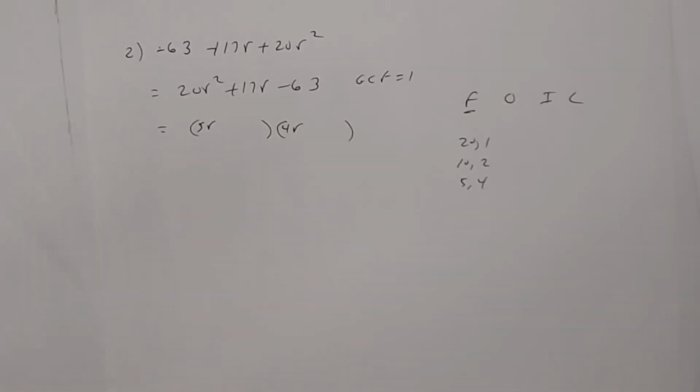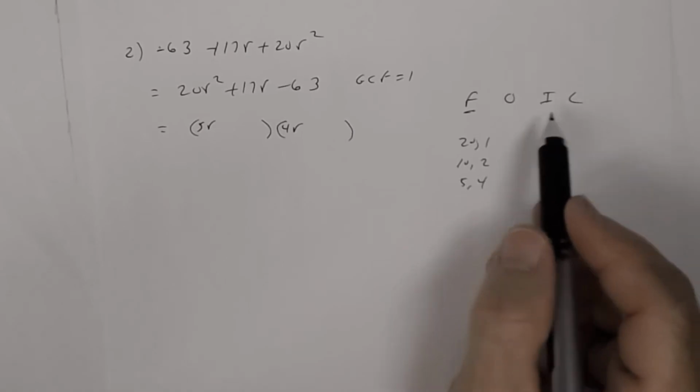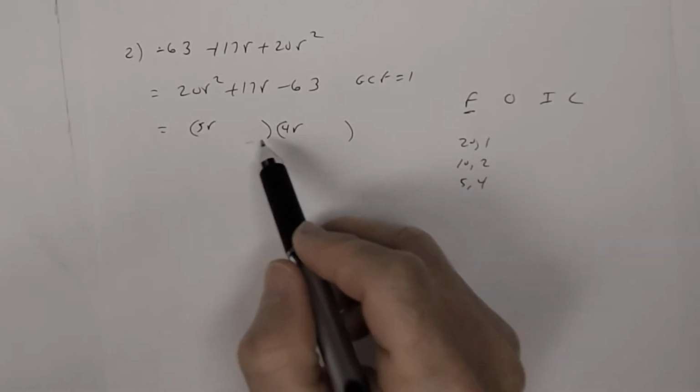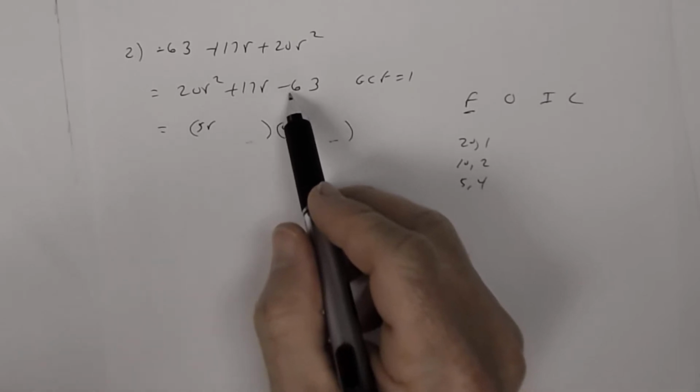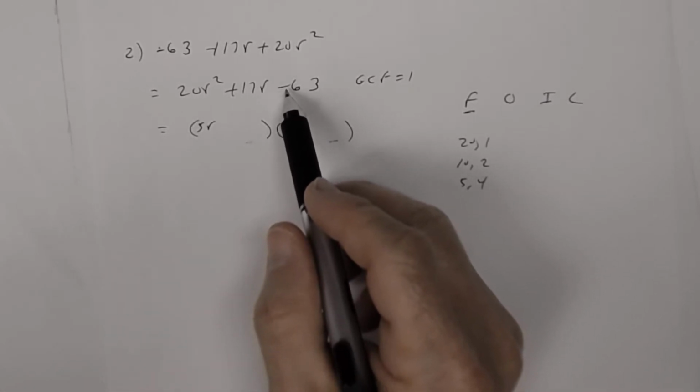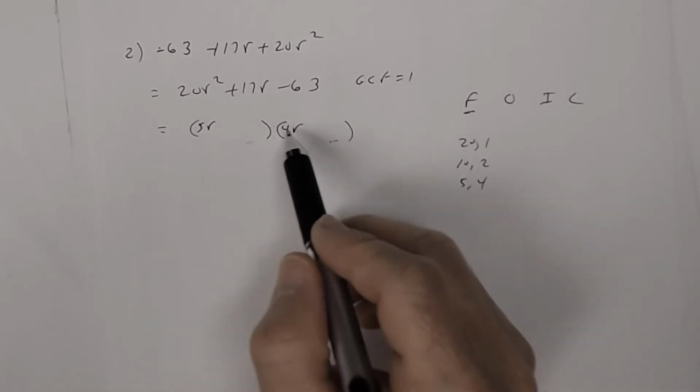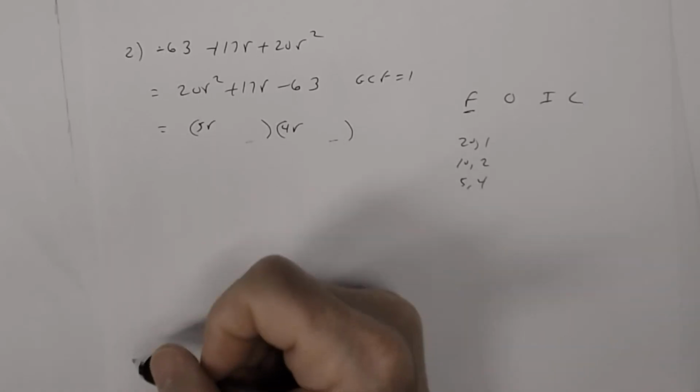So, all right, so that takes care of the F. Now let's get the L. So the L, remember, comes from these two multiplied together. Okay, so my last sign's negative, though, so always look at your signs. Since the last sign's negative, what does that mean about these signs in here? That means the signs are different.